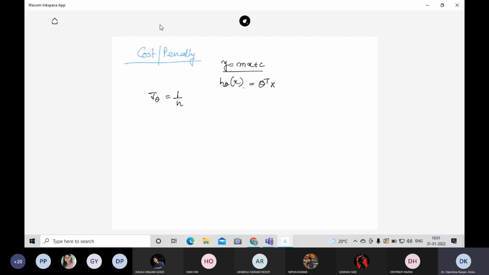1 by n summation over half of y i minus h theta x i square, where i equals 1 to n. Here n is the total number of data points. This sum is calculated over half of y i minus h theta x i square.